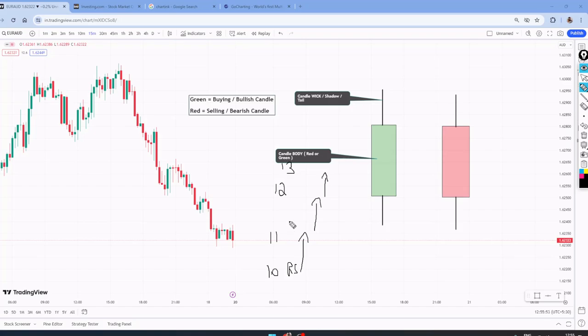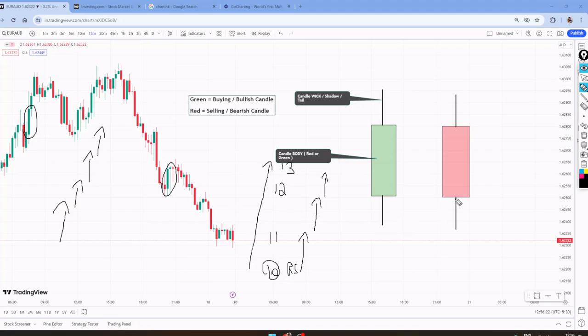From that it is going up, right? From 10 rupee it is going to 13 rupee. So a 3 rupee increase is happening. So whenever you see a green candle, you need to understand that the price is going upside. Price is increasing to the upside. So this is just opposite for the red candle.